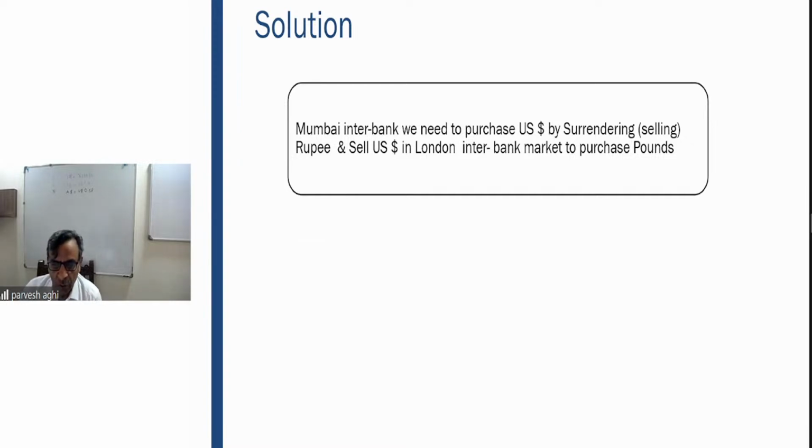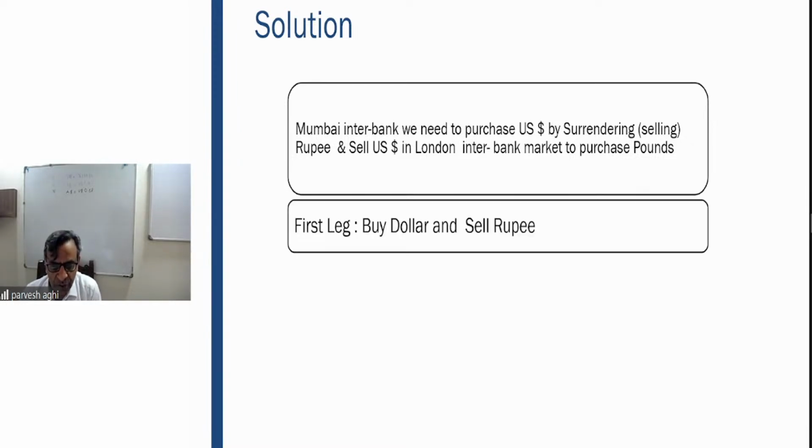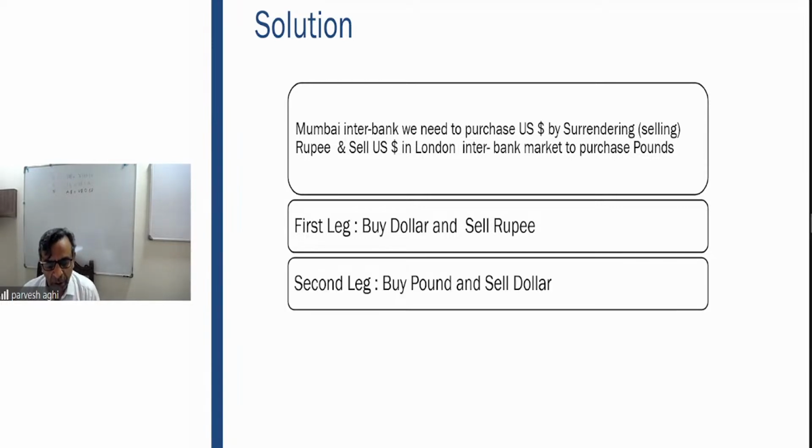So the first leg would be buy dollars and sell rupees. I'm traveling to England. So first I'm going to buy dollars, and I have rupees with me. I'm going to sell rupees and buy dollars. The second leg would be buy pounds and sell dollars. First, I'm going to buy dollars and sell rupees. Next, when I go to England, I'm going to buy pounds and sell my dollars there.